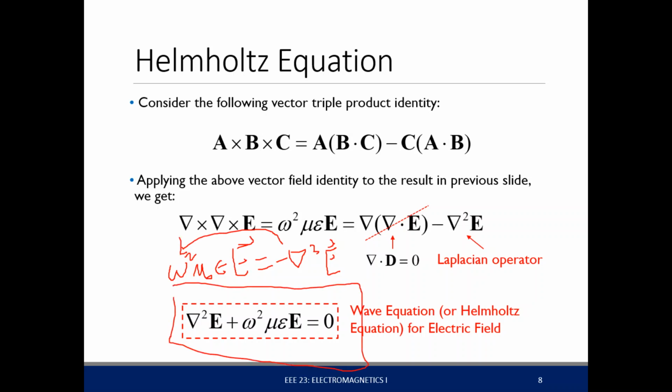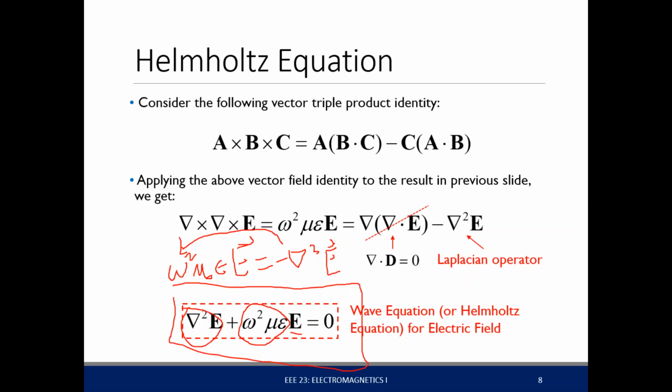And this is called the wave equation or Helmholtz equation for the electric field. Recall what the Laplacian is. The Laplacian is a second derivative with respect to space. This omega squared mu epsilon is a constant. So it's a second derivative with respect to space plus some constant times E equal to 0. This results in a sinusoidal expression. We'll get to that later.